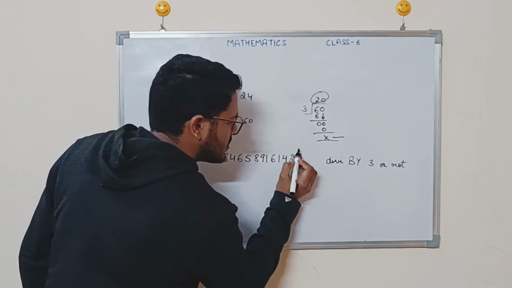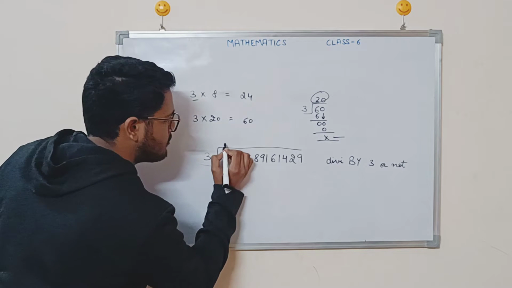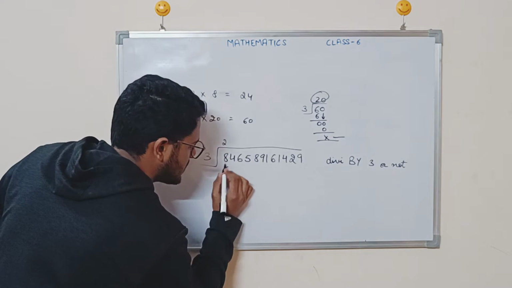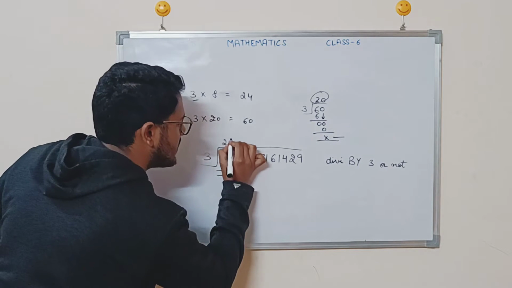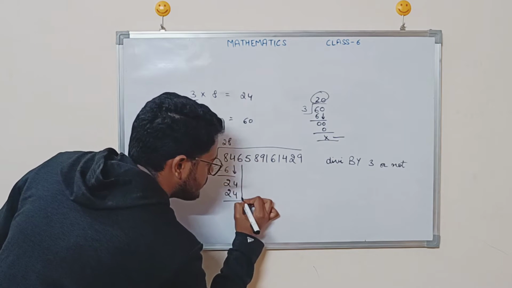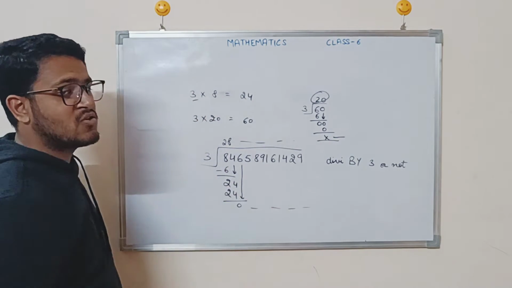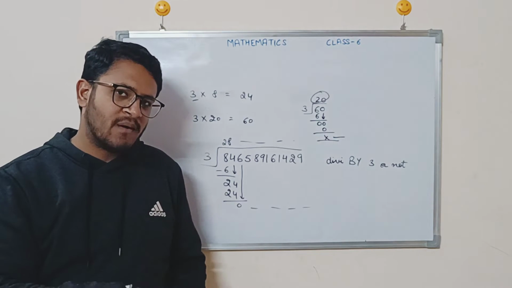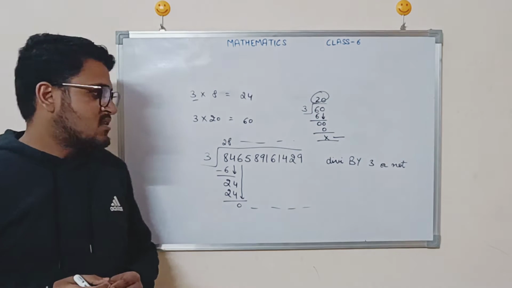Then what we are going to do is we will start dividing this number by 3, and keep on solving it, right? Like this, 3 twos are 6, then we take 4, then 3 eights are 24, 0, then 6, and so on. If the remainder is 0, then we will say the number is divisible by 3, otherwise we will say the number is not divisible by 3, right?